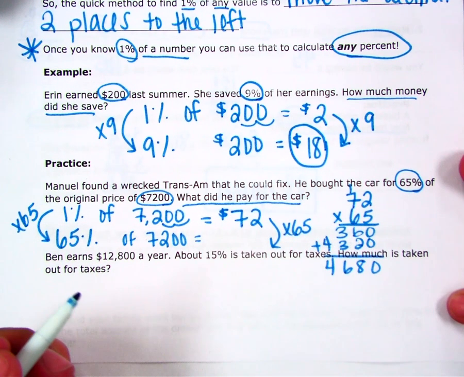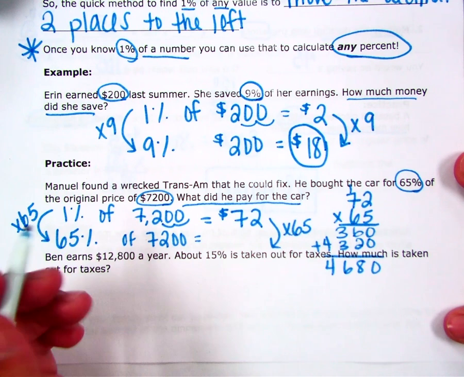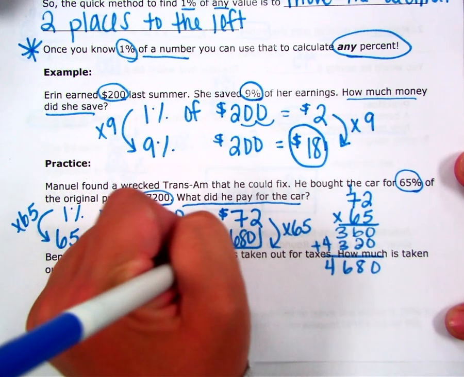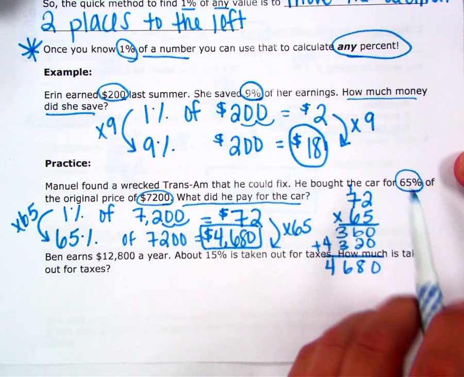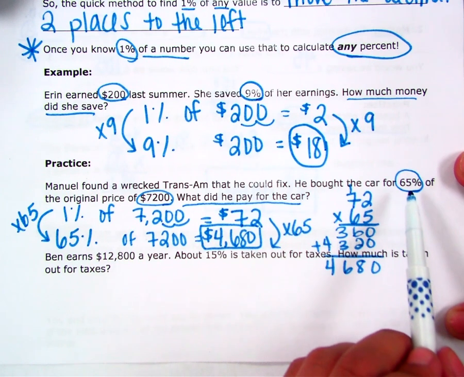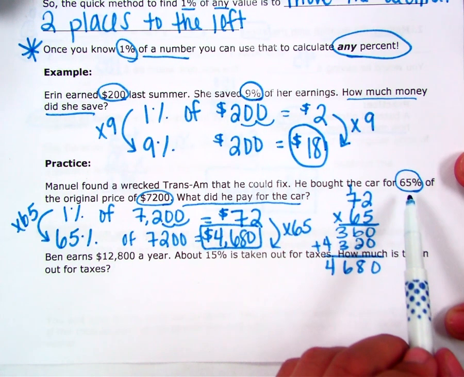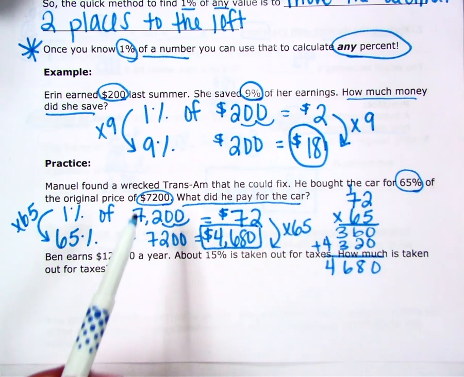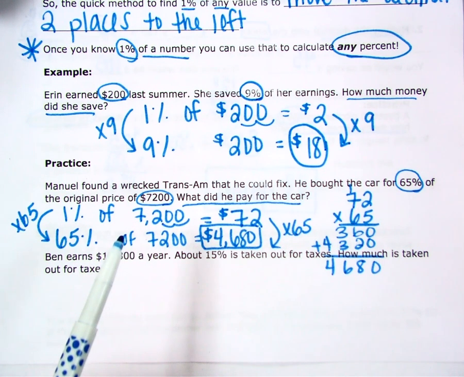So if I add this all up carefully here, we have $4,680. Does that make sense? Well, he did pay a little bit more than half. This is more than half, since 50% would be half. He paid more than half of the original cost. Half of 3,200 would be like 3,600. So yeah, he paid a little bit more than half.